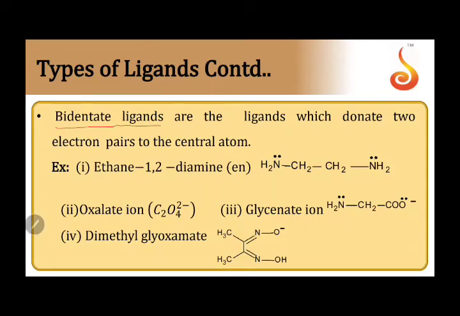Bidentate ligands are the ligands which donate 2 electron pairs to the central atom. We will see a few examples where one ligand is donating 2 electron pairs to the central atom. The first example is ethane 1,2-diamine.